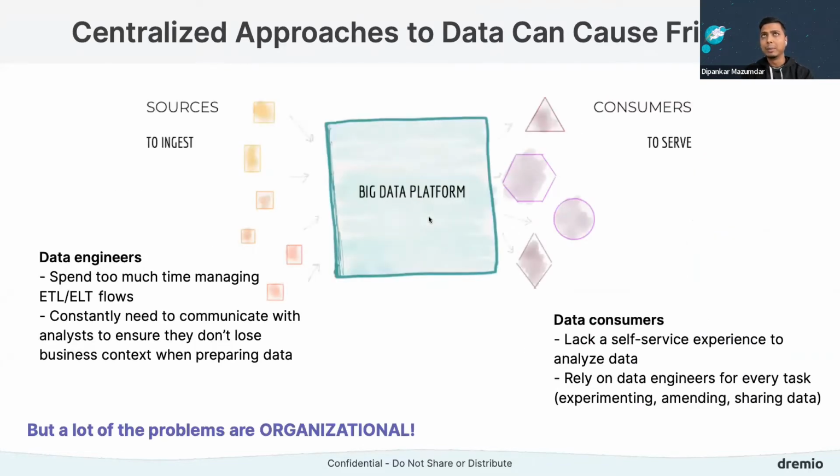But one of the main pain points that we see with this kind of approach is that data engineers spend too much time managing these kinds of pipelines and ELT flows, right? Constantly, they need to communicate with the different stakeholders, like the business people who are producing the data in the first place, and the analyst or the data scientist who is going to use that data. So they're just in the middle, trying to balance it out. And often they might just turn out to be bottlenecks.